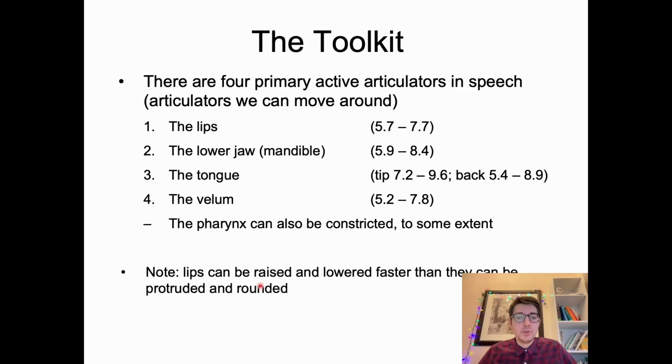And a very important note, lips can be raised and lowered faster than they can be protruded or rounded. For example, you can raise them like ba ba ba ba, very fast, in which case the jaw is also moving. But in order to round them, you need some kind of tenseness, right? More energy, more effort. So this takes more time, such as ooh, right? All right. So we now have the toolkit, the toolbox, something that we can work with, and these were the active and passive articulators. Now we understand how to produce certain sounds, right?